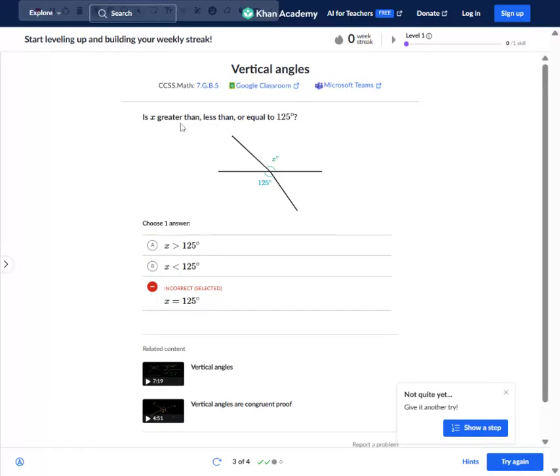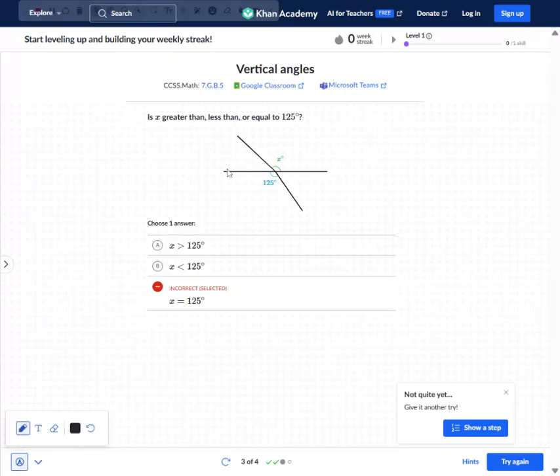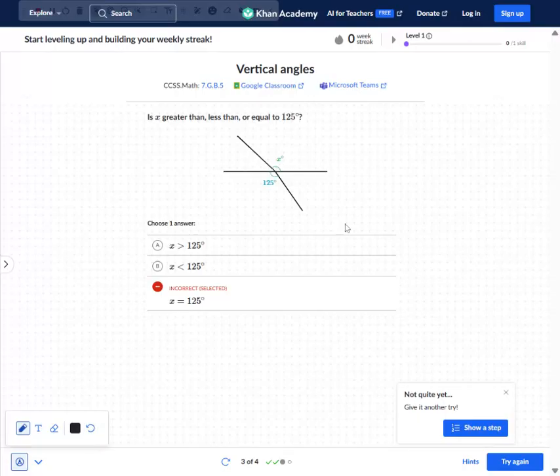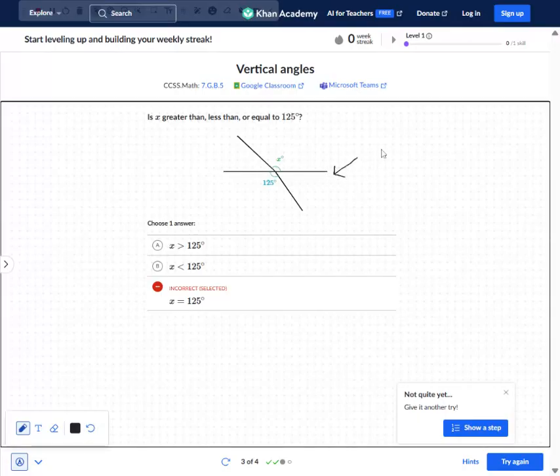All right, is x greater than, less than, or equal to 125? So let's check. Ooh, this one's a tricky one. I like this one. This is a good one. Looking at this, we can see this line is very straight, right? We can agree this is a straight line. But then here, for this line, it's kind of wonky. Can you see that? It's tilted.